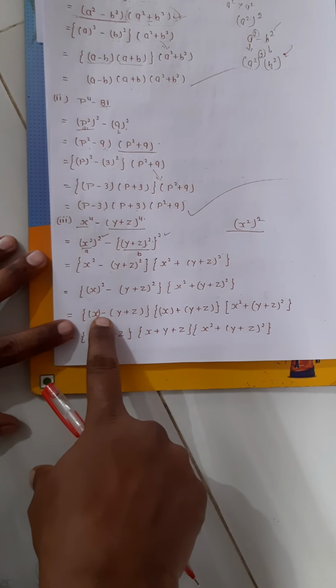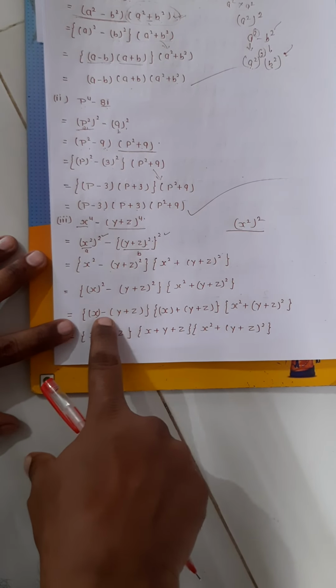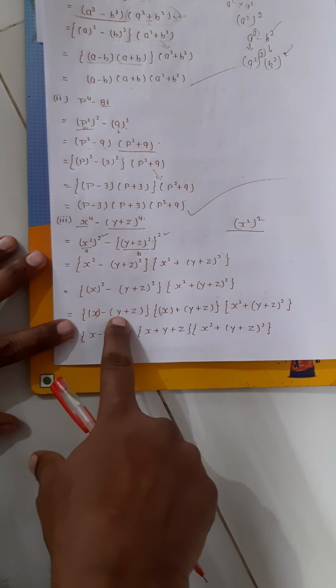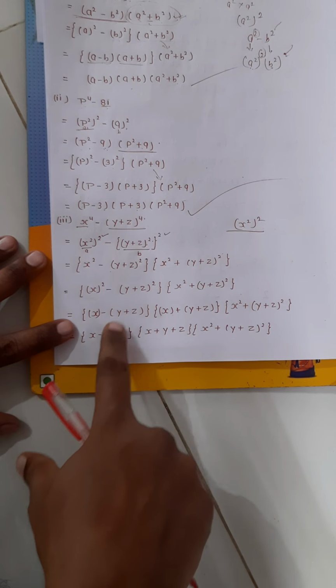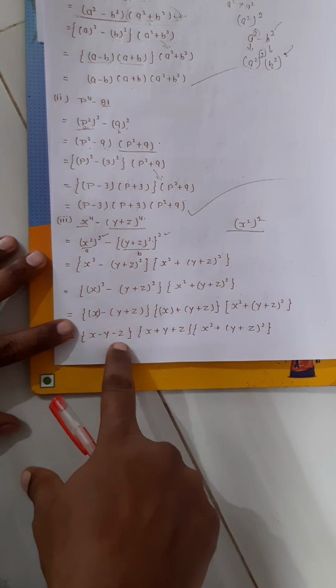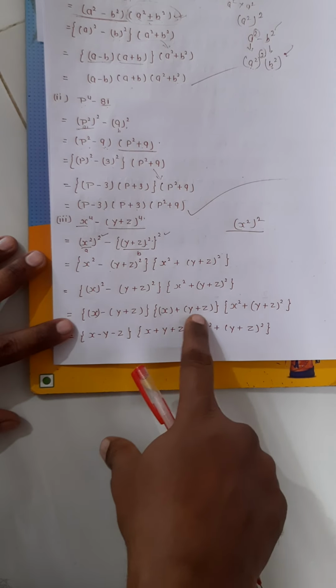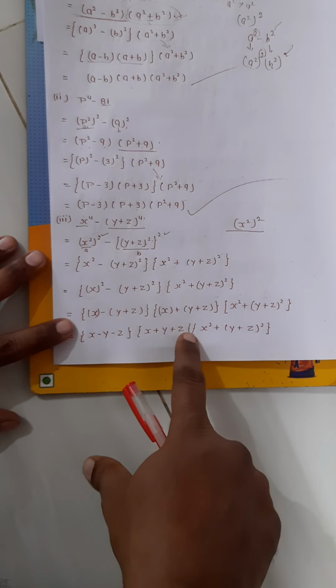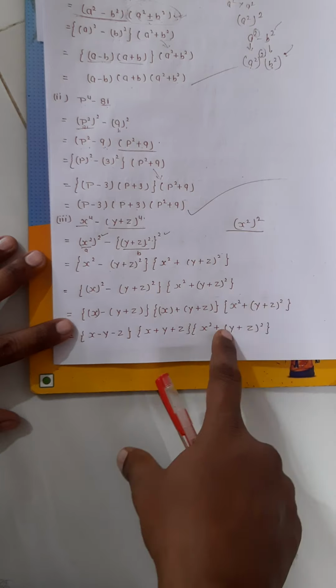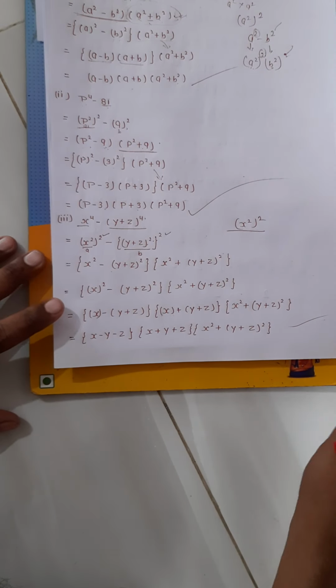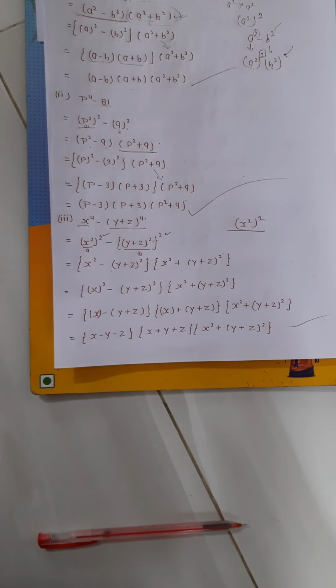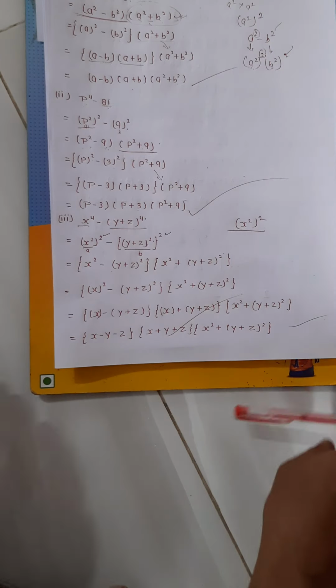Okay, now since the minus sign is outside the bracket, this will change the sign of all variables. So y will become minus y and z will become minus z. Okay, since here is a plus sign, the sign will not change, so x plus y plus z, and here we will write down the same. Okay, that is our answer. Okay, completed.